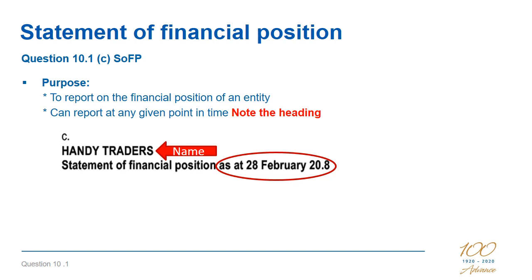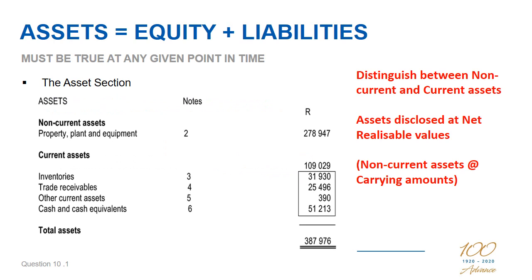The statement of financial position's purpose is to report on the financial position of the entity. This can happen at any given point in time. So very important again with regards to the heading. Tell the users whose statement you are presenting, and secondly, what statement you are presenting. As the statement of financial position can be drawn up at any given point in time, you can derive from the required part the specific date at which this financial position is then compiled, and therefore in this case as at the 28th of February 20.8.